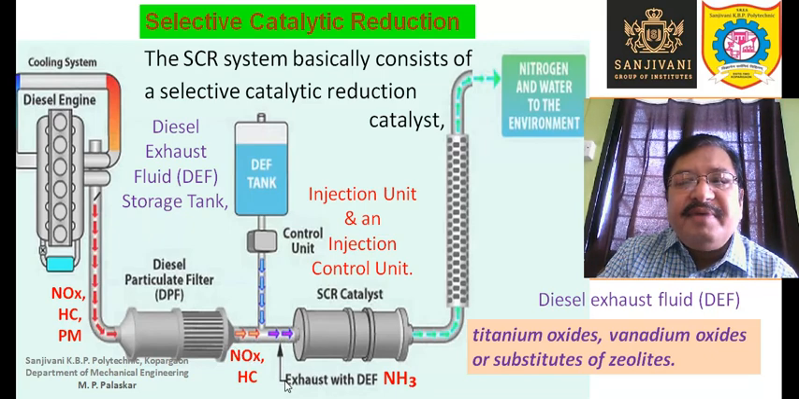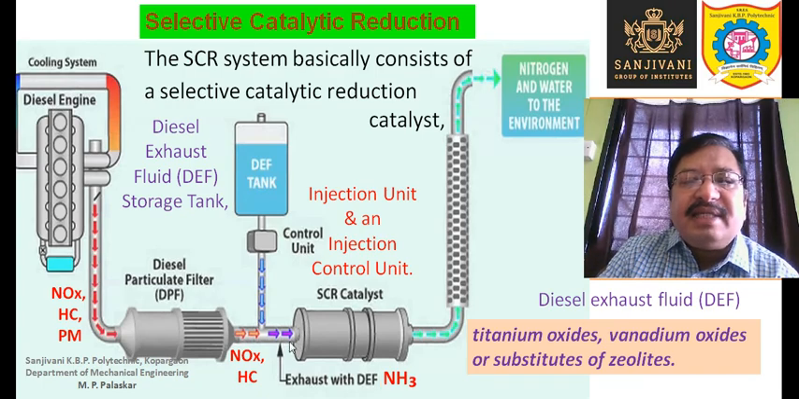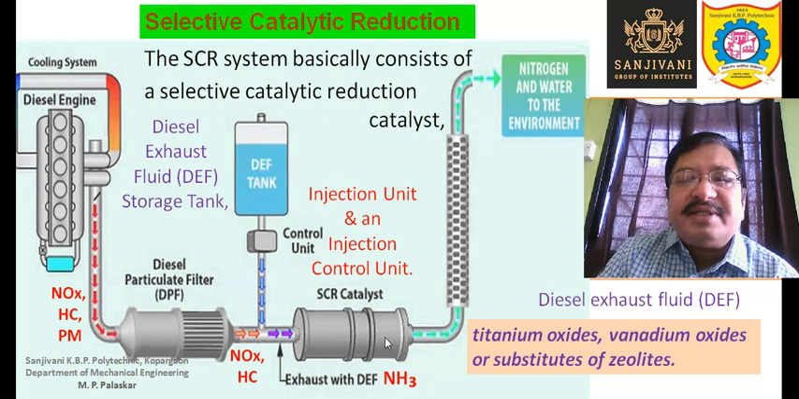So here we have the exhaust along with the diesel exhaust fluid, but here the diesel exhaust fluid is now converted into ammonia. So we have the exhaust gases like the nitrogen oxides and the unburned hydrocarbons, and along with them we have the ammonia. So this chemical reaction, a reduction reaction, takes place, but for this selective reduction reaction we need to have a bed of catalyst.